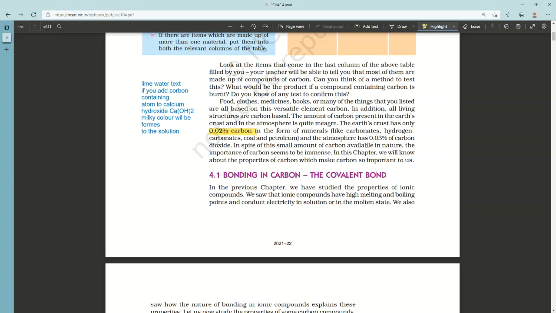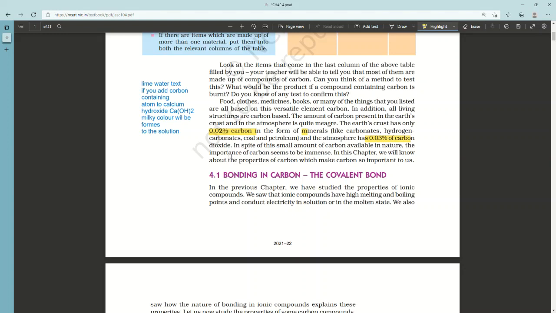Food, clothes, medicines, books, or many of the things that you listed are all based on this versatile element carbon. In addition, all living structures are carbon-based. The amount of carbon present in the Earth's crust and its atmosphere is quite meager. The Earth's crust has only 0.02%.